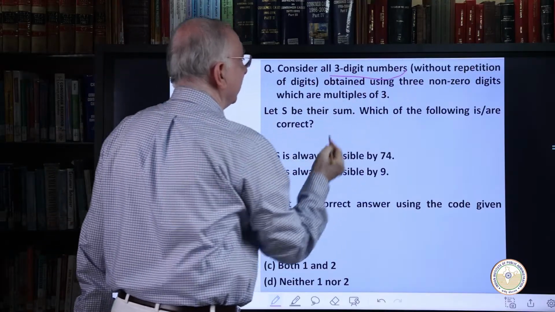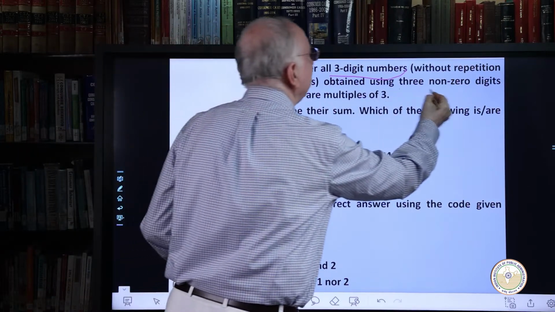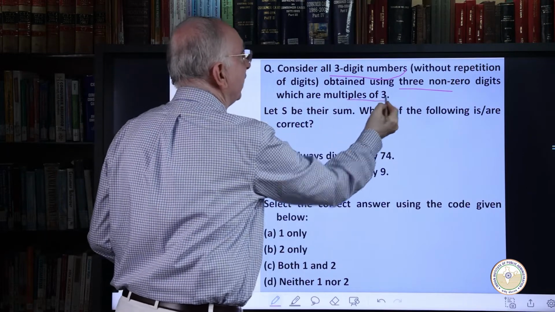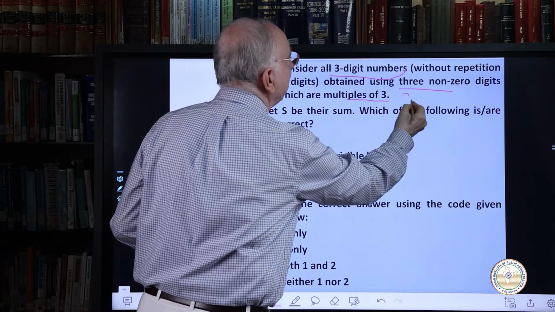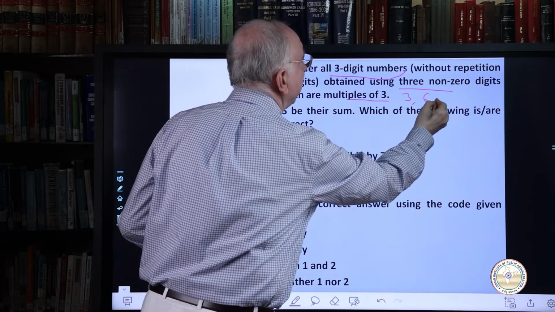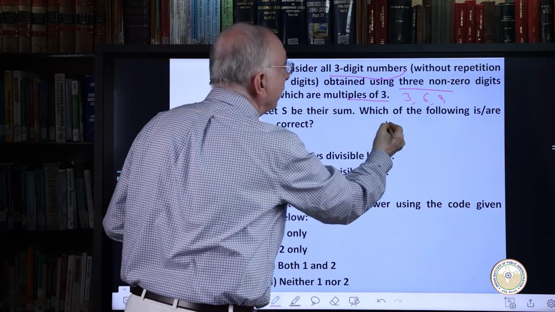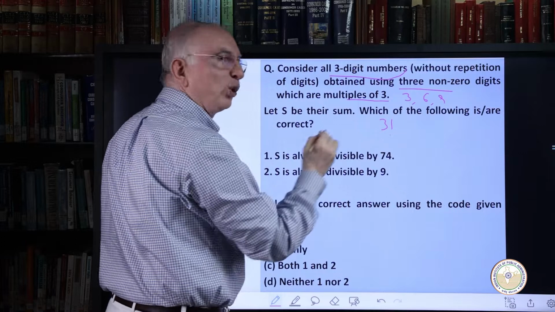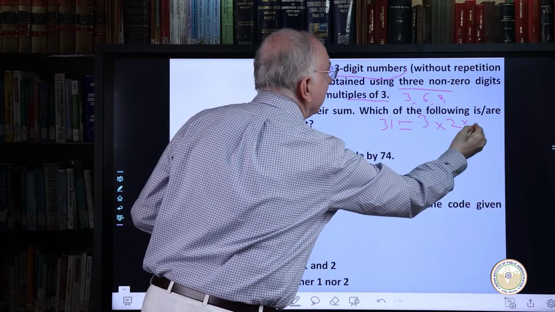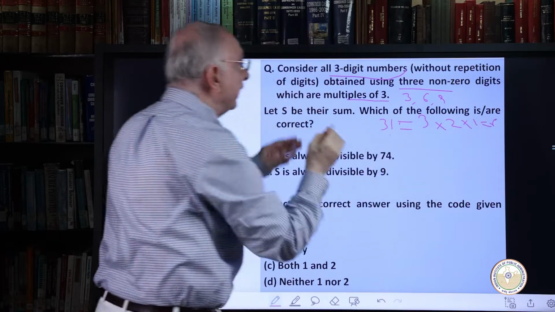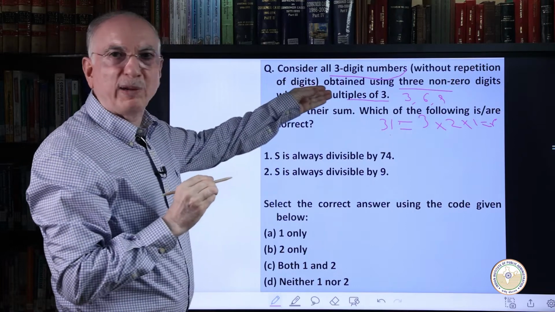Next, the 3-digit number without repetition obtained using 3 non-zero digits, which are multiples of 3. So which are the numbers that are multiples of 3 and satisfy these conditions? These are 3, 6, 9. Now those are the 3 numbers. These can be arranged in factorial 3 ways. So factorial 3 means 3 into 2 into 1. That means there are 6 numbers which can satisfy these conditions.